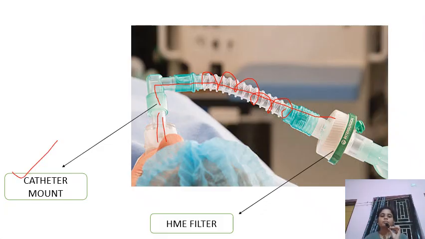So this is the catheter mount and this is the HME filter. The catheter mount is there, then the HME filter. After that, the ventilatory tubing is present.